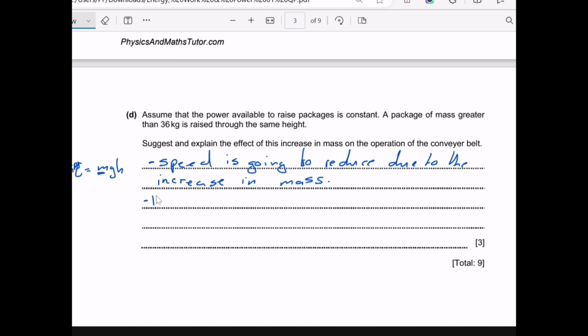Another thing, more heat will be generated, right? Due to force of friction. Okay. All right, let's go to the next one.